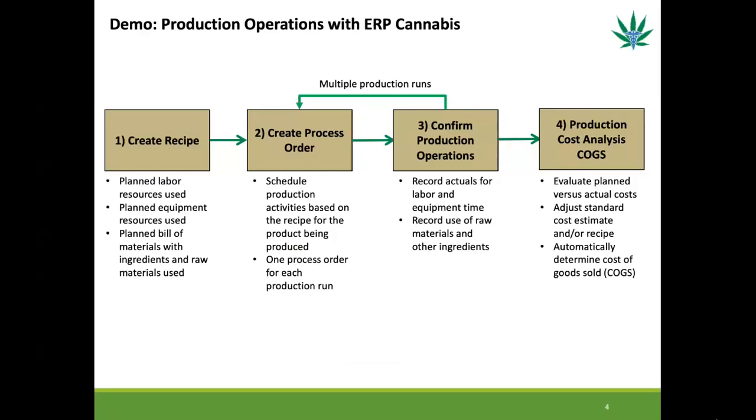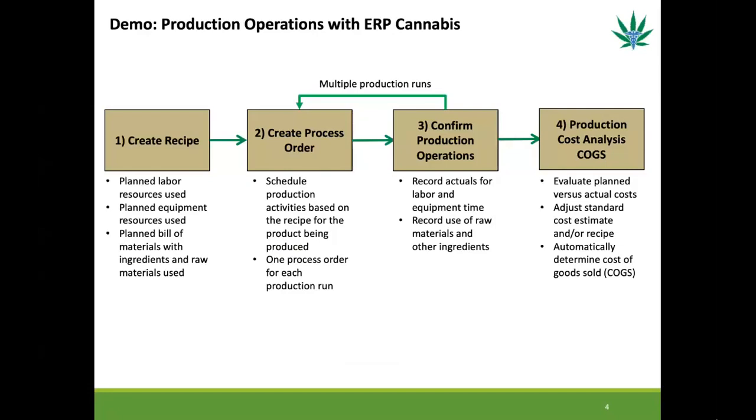So the process order has been created, and of course you can have multiple production runs for products and have those scheduled on a daily basis, weekly basis, whatever the appropriate time frame might be. But that would be a repeatable process. But for each process order that is created, the production operations can be posted against that particular process order, so that for each production run that's done, you have the appropriate costs in the form of labor and equipment time or raw materials used for each of those production activities.